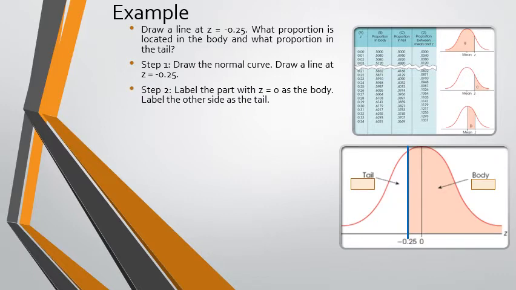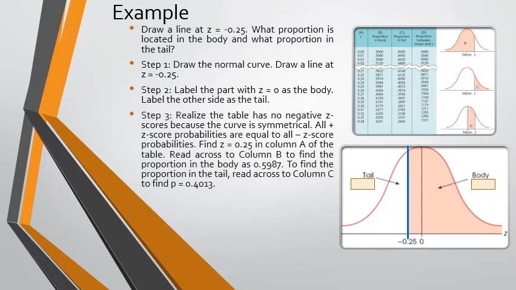So step 2, I'm going to label which side of that line is the body and which side is the tail. Well, in this case, you'll notice the body includes 0, so the body is on the right and the tail is on the left. And this is problem specific, so in each problem it could be on the opposite side. You have to draw the picture to figure that out.